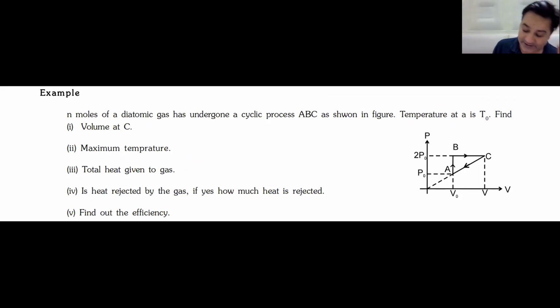N moles of a diatomic gas has undergone a cyclic process ABC. Temperature at A is T naught, and then you are supposed to find out everything that is possible. I'll give you 2 minutes to solve this one, and I hope that you can do all the parts together. Remember, there is no numerical value, so the answer should come quickly.